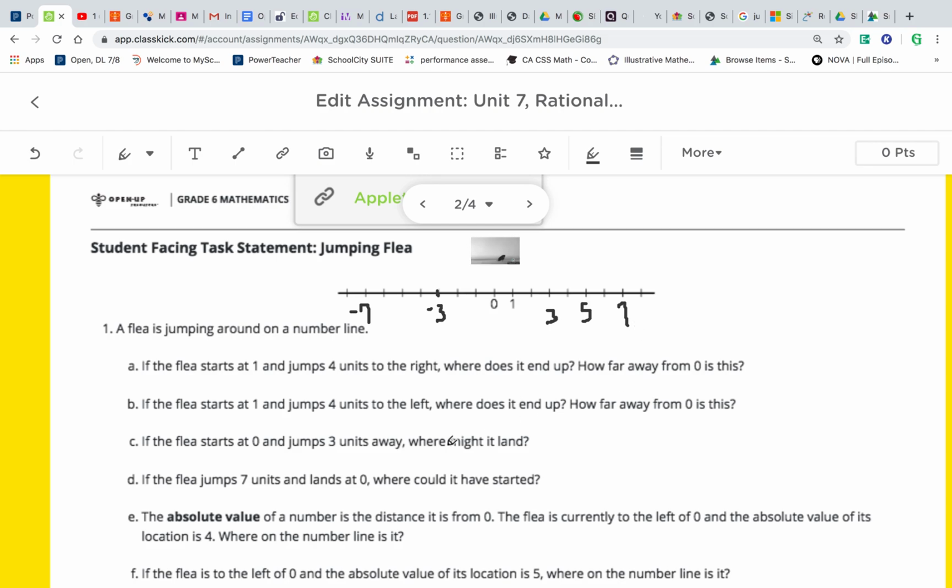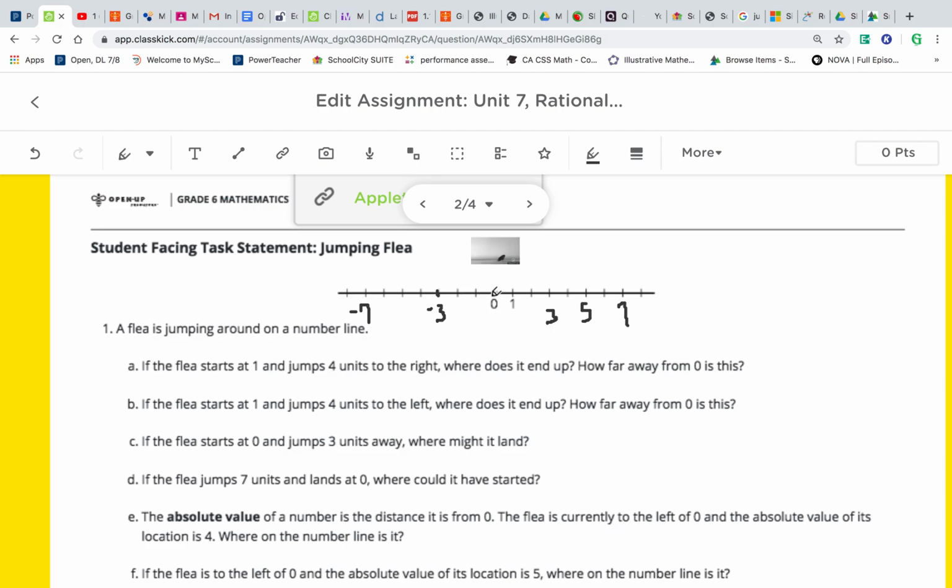All right, so this gets us to our key point of today's lesson, right here. The absolute value of a number is the distance it is from 0. The flea is currently to the left of 0, and the absolute value of its location is 4. So where on the number line is it?